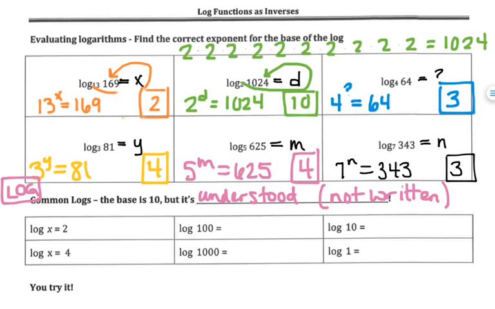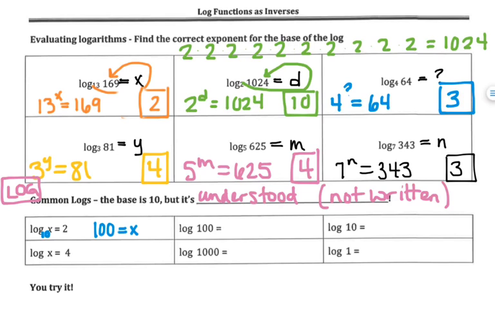So that means that in this first example down here, I've got an understood base 10 right here. So that's log base 10 of x equals 2. And I've got to find out what x is. So I'm going to do my log rule, 10 for the base, 2 for the exponent, equals x. Well, 10 squared is 100. So x is equal to 100.